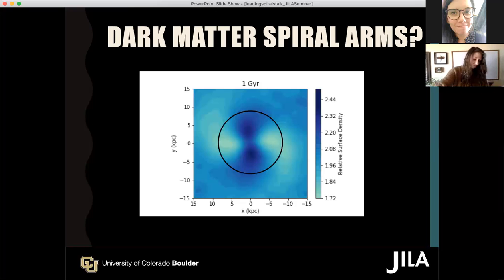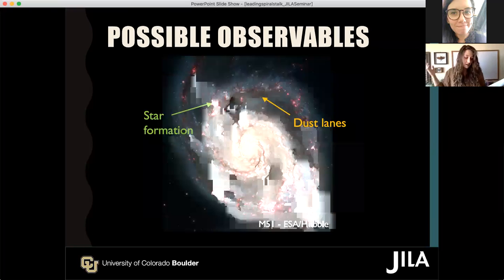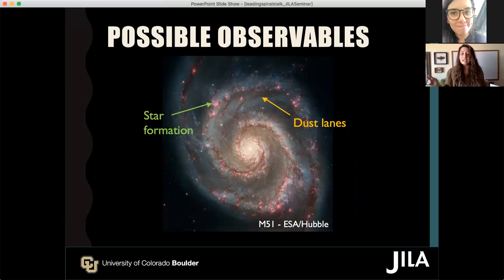Okay, so we know that stellar spiral arms are places of active star formation, and in their wakes commonly is found dust lanes. So we speculate that there may be observables that we could identify through understanding dark matter spiral arms and their effects on the kinematics. Obviously, this is currently speculation, but it could provide some really exciting insights into galactic habitability.